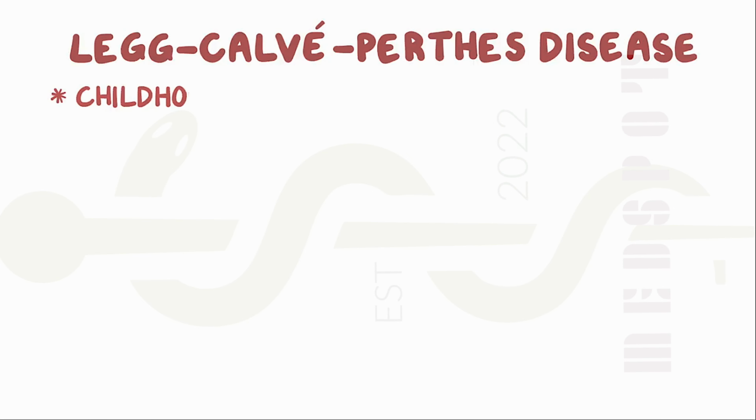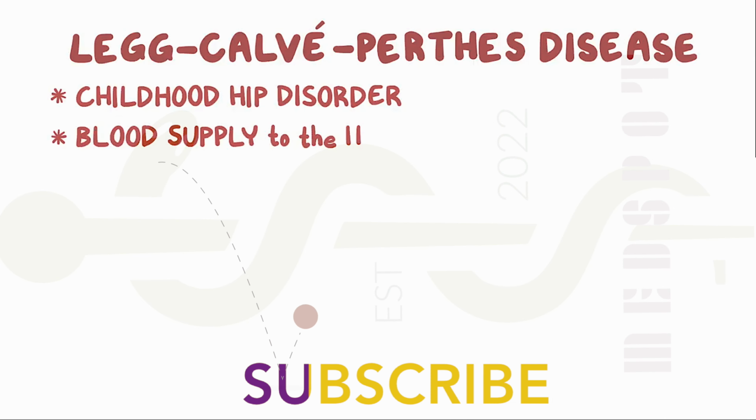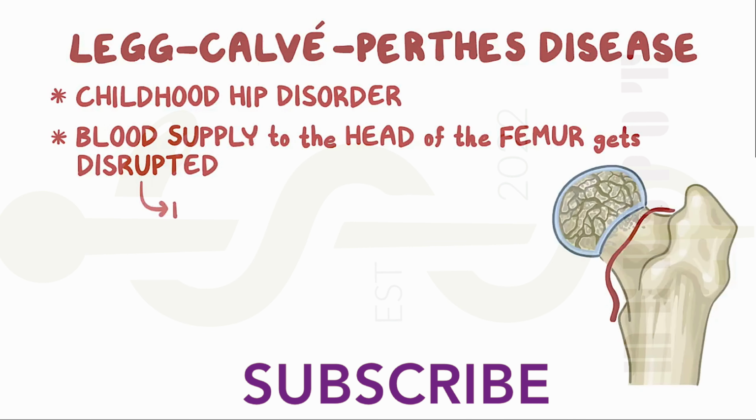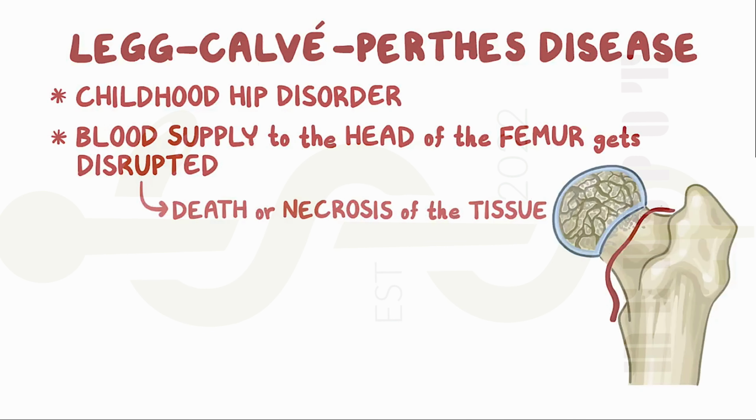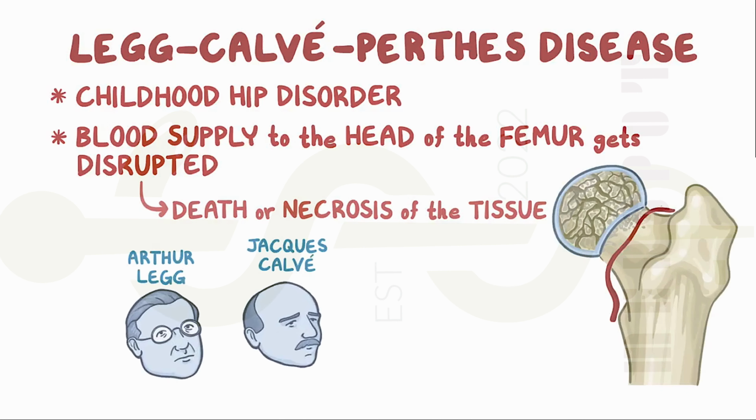Legg-Calvé-Perthes disease is a childhood hip disorder that occurs when the blood supply to the head of the femur gets disrupted and leads to death or necrosis of the tissue. The disease was named after three doctors, Arthur Legg, Jacques Calvé, and Georg Perthes.